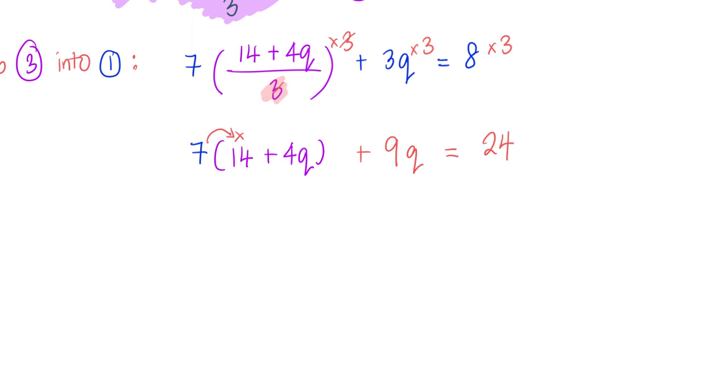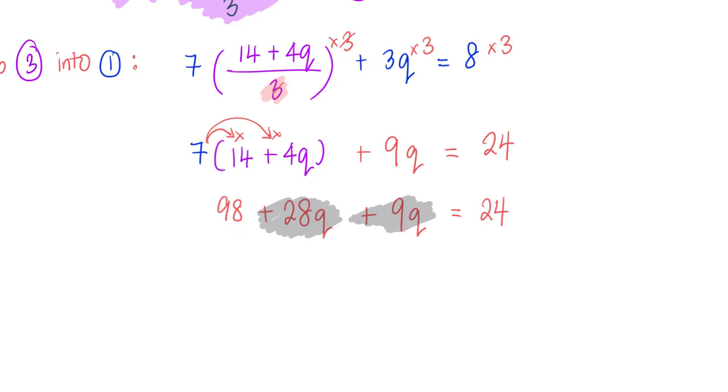7 times 14 will be equal to 98. 7 times 4q, positive 28q, plus 9q, equals 24. And eventually, you will get the following answer shortly. Positive 28q plus 9q, together they make 37q.